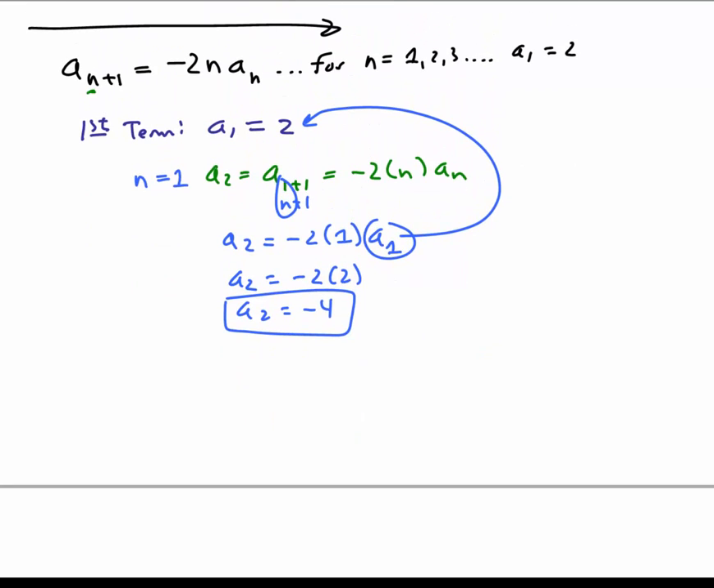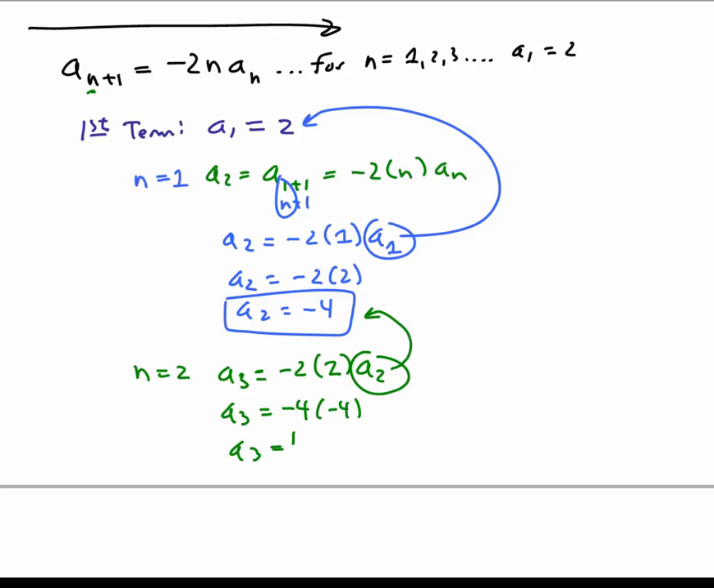Okay, let's go ahead and look at our next term. And we'll see a pattern here. So now we want to look at n equal 2. Now I have my start. So if n equals 2 for my next term, what I have here then is a sub 3, because 2 plus 1 is 3, equals negative 2 times 2 times a sub 2. So a sub 3 is negative 4 times a sub 2, but we know what a sub 2 is. It's negative 4. So I get a sub 3 equals 16.